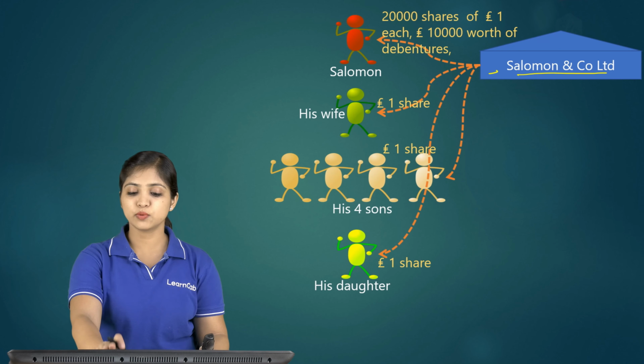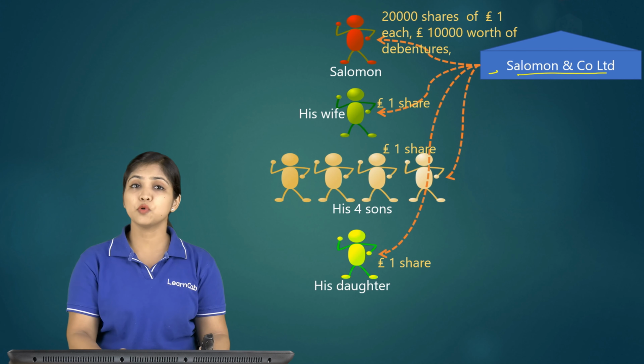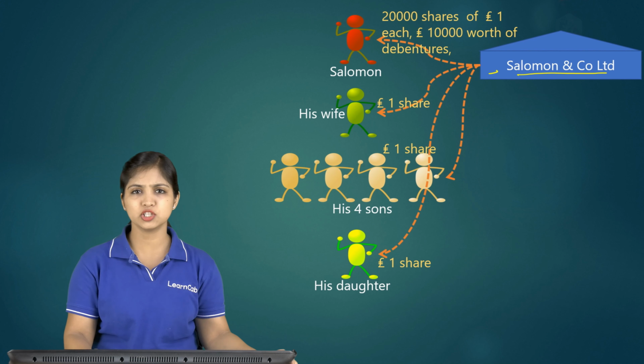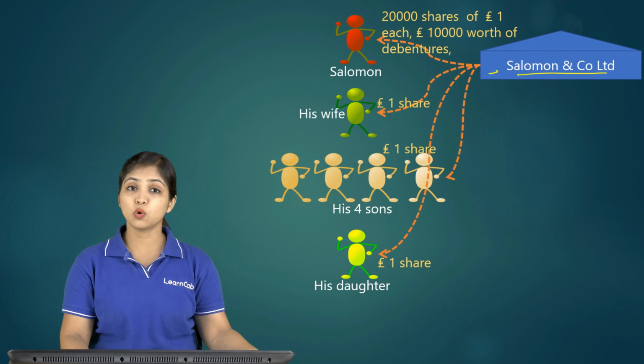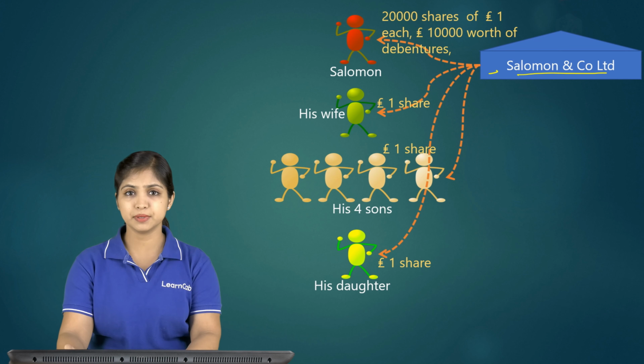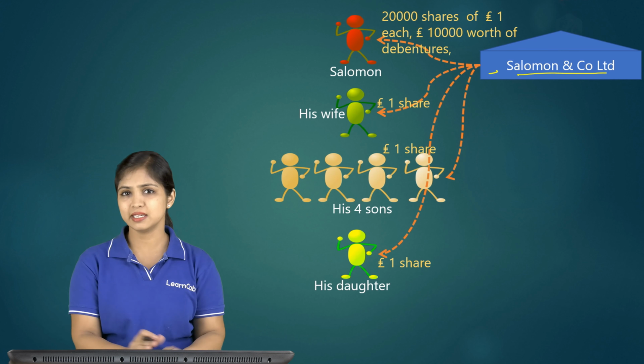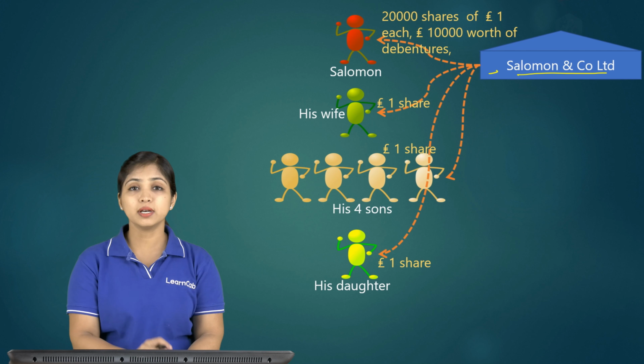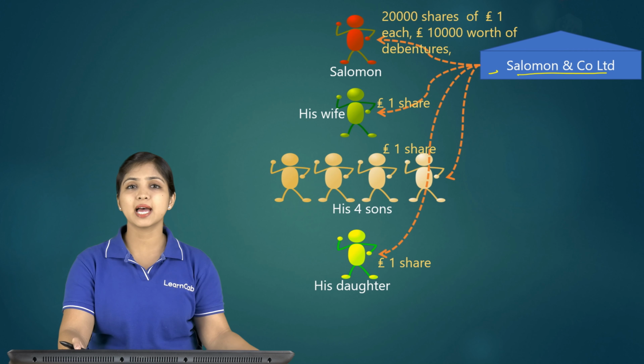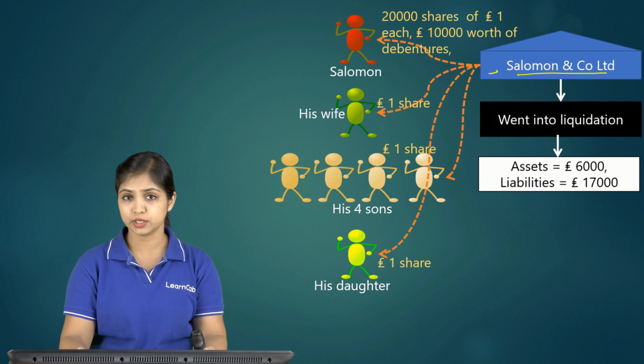So Salomon held 20,000 shares of the company. His wife held 1 share. His 4 sons held 1 share each, and his daughter held 1 share. So if you notice, the entire shareholding of this company is nothing but Salomon and his family. Alright, now what happened later on was this company Salomon and Company Limited went into liquidation.